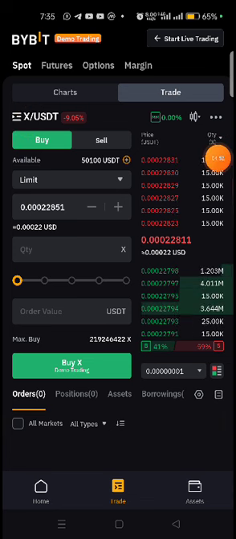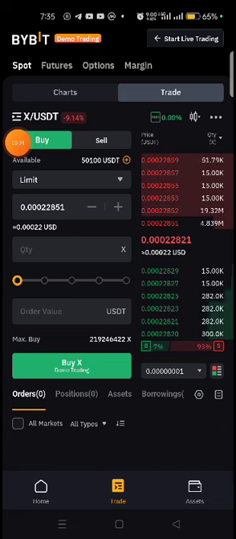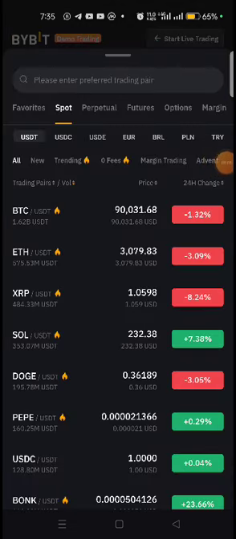Whenever you see long, short, just know that it is futures. We are going to be trading spot. To change the coin I'm trading, I'll come up here and click this place. They wrote X/USDT. This is X Empire coin. All right, let me change this X Empire coin to USDC.